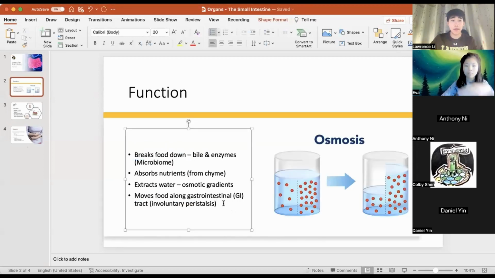But we all know that the food can't just sit in the small intestine. That's bad, right? So the small intestine moves the food along by a process called peristalsis. Basically, the muscles contract and push the food along in your small intestine. It's involuntary. You can't really control peristalsis. I can't say, I'm going to hold all the food in my small intestine right now and stop peristalsis. You can't really do that.